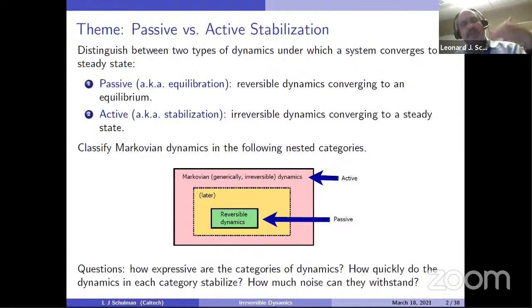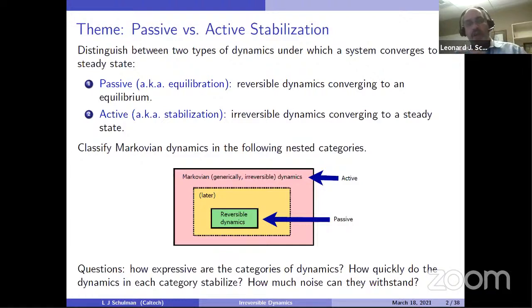So we're going to want to distinguish between 2 extremes on dynamics. We're talking here about stochastic dynamics that tend to settle down to a steady state of some sort. And I'm going to contrast between 2 extremes of what one can have. And one, I'm going to suggestively use the phrase passive, that these are passive dynamics. Also, the word equilibration is often used for these processes. For those who know something about this, this is what we're going to call reversible or detailed balance dynamics, and that converge to an equilibrium.